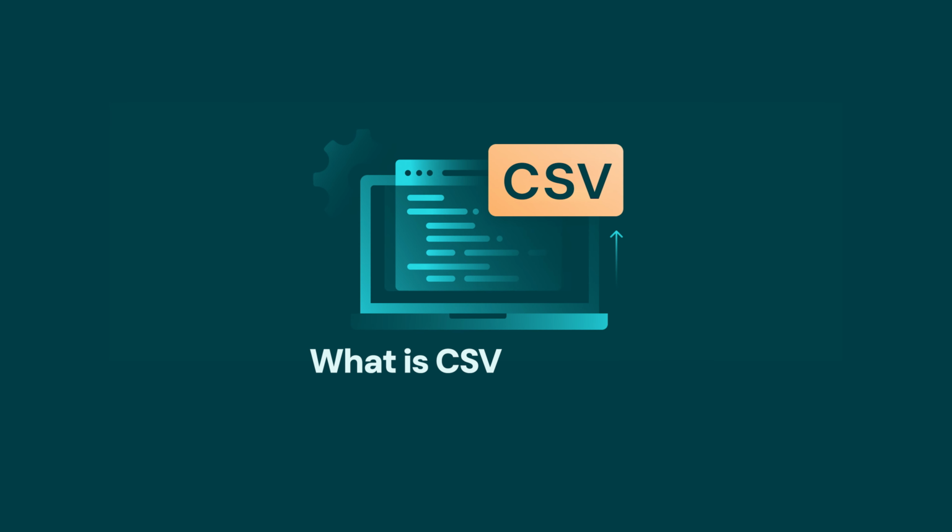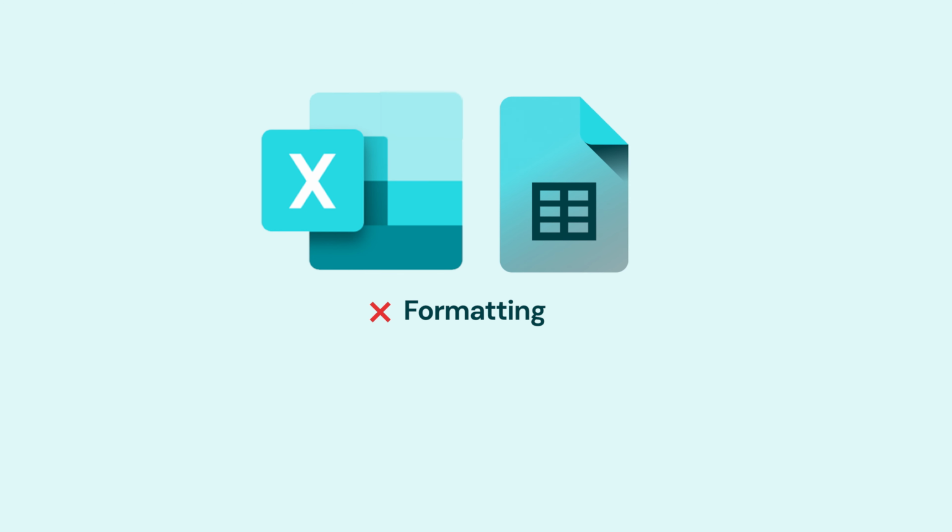So what is CSV exactly? It's a simple text-based format that organizes tabular data into rows and columns. Think of it like Microsoft Excel and Google Sheets, but without the fancy formatting, formulas, or any other extra features. Just plain, raw data in a simple format that's easy to share and work with.